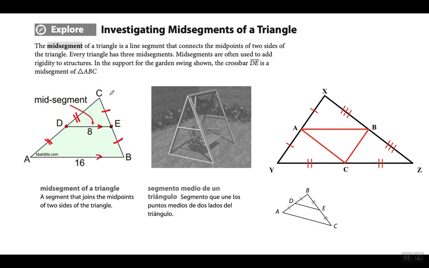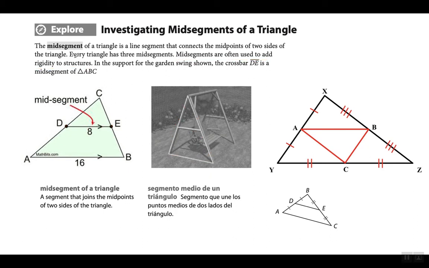So if we look at the definition again, it should make more sense. The midsegment of a triangle is a line segment that connects the midpoints of two sides of the triangle. So it's connecting the midpoints of the two sides. If you look at this photo in the middle, what they want you to see is this triangle right here on the side. The midsegment is this line right here in the middle. Midsegments are often used to add rigidity to structures.